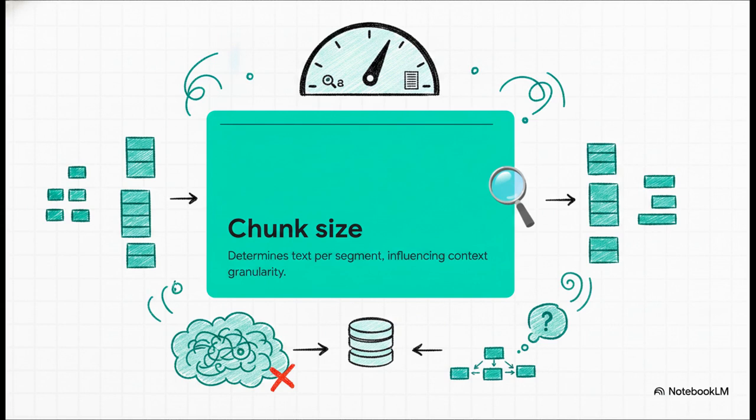Before you can retrieve text, you gotta chop your documents up into searchable pieces. Chunk size dictates the exact amount of text put into a segment before it gets embedded. This single dial influences the foundational context granularity of everything you do. If your chunk is too big, the specific answer gets completely lost in a sea of irrelevant words, but if it's too small, the model might not have enough surrounding context to even understand the sentence.